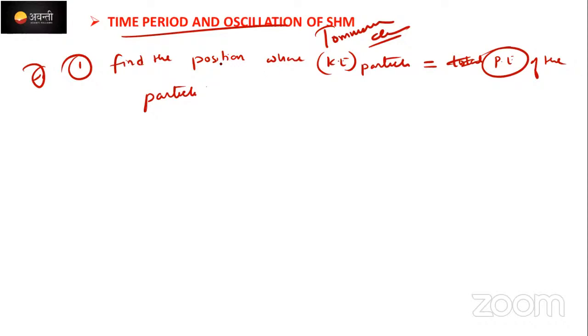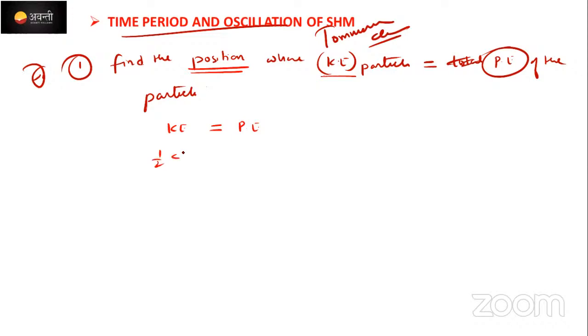As per their question, position they given. No, we need to find out the position with respect to kinetic energy and potential energy. Kinetic energy equation क्या होता है? Kinetic energy, we need to equate these two. That's it. Kinetic energy will be equal to potential energy. At this condition, we need to find out the position.